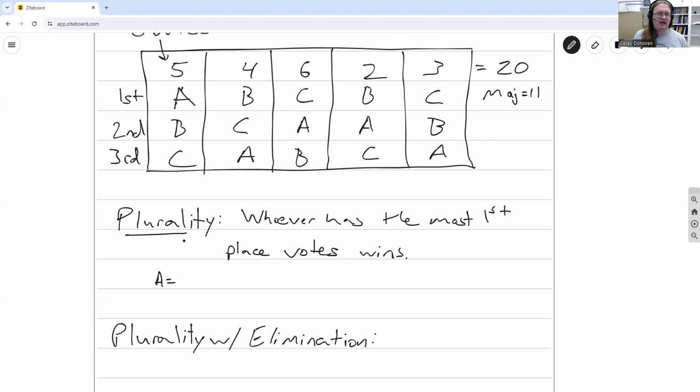So candidate A has 5 first place votes. Candidate B has 4 first place votes here and another 2 first place votes there. So B has 6 first place votes. And C, on the other hand, has 6 first place votes in this column and 3 first place votes in this column. So that's 9. So C will win the plurality vote with the most first place votes.